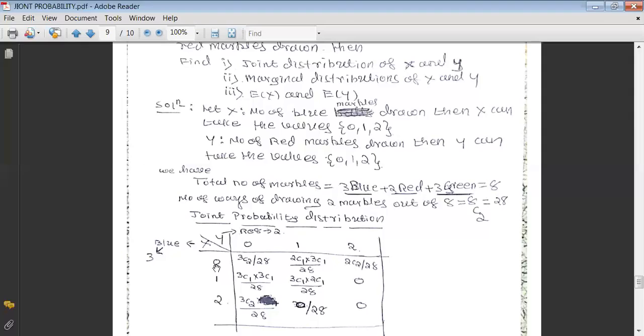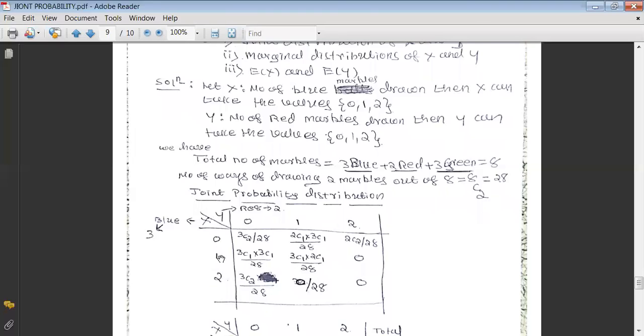Now, x is 0, meaning in the selection no blue, but 2 must be red. Out of 2 red marbles, 2 can be selected in 2C2 ways, and total possibilities are 28. And here we are writing the probabilities using the concept of m by n. It is favorable divided by total.